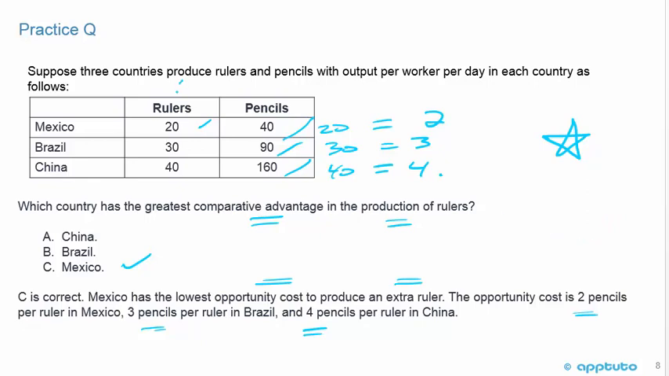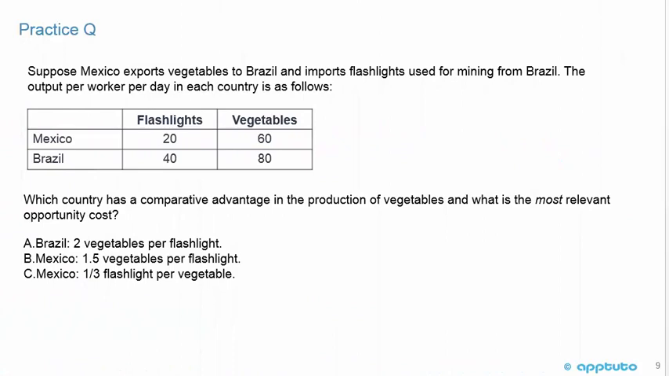So when you have 2 columns and they're asking for the opportunity cost of rulers, again, that is your denominator. Your other category is the numerator. And that just takes a little bit of practice. Good question. One last practice question to finish this LOS.